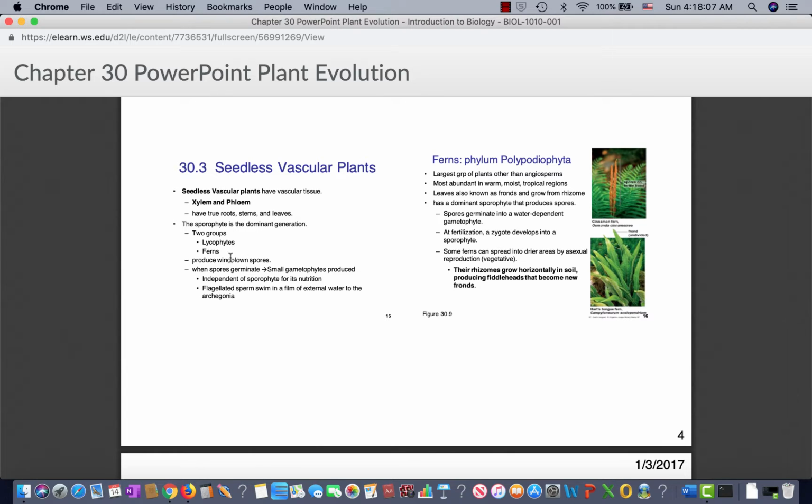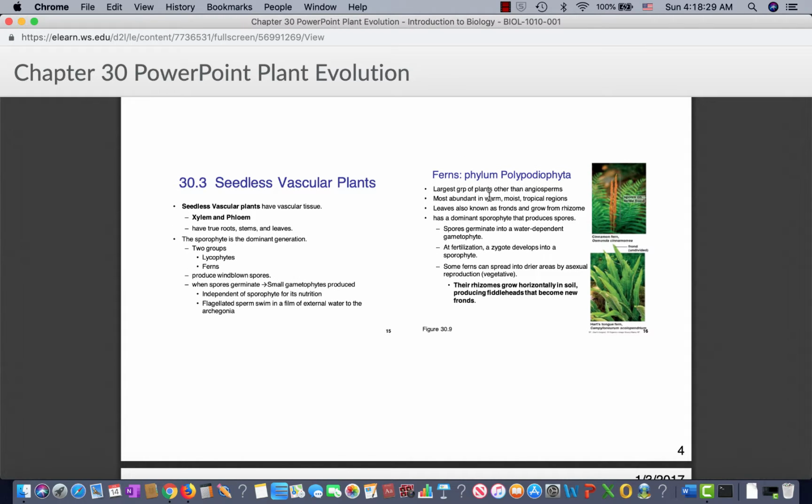They produce wind-blown spores. And when the spores germinate, a small gametophyte is produced, and it's independent of the sporophyte for nutrition. Then flagellated sperm swim in a film of external water to the archegonia.